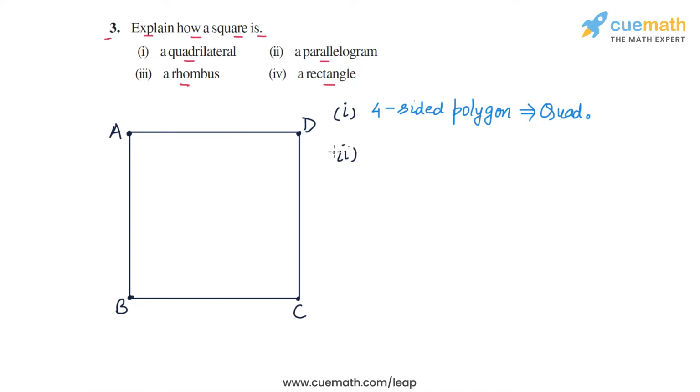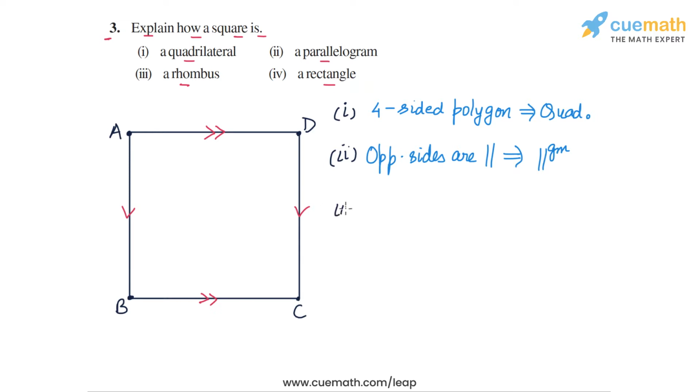Now in part 2 we have to explain why a square should be a parallelogram. Well, in any square, opposite sides are parallel. So AB will be parallel to DC and AD will be parallel to BC. So in a square, opposite sides are parallel, and this means that the square must also be a parallelogram. So that does part 2.